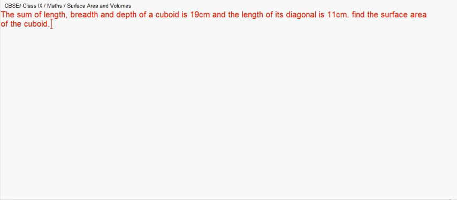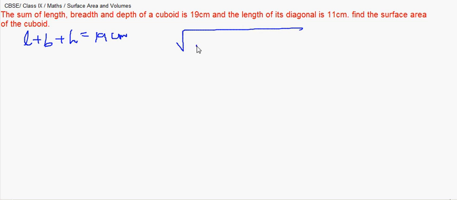So what are we informed about? Let's note down that it says length plus breadth plus height is 19 centimeter. It also says the length of the diagonal. We know the length of the diagonal of a cuboid is the square root of L square plus B square plus H square. It's been quite long. This is 11 centimeter. Now we have to solve these two equations.